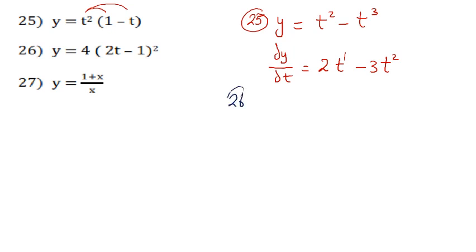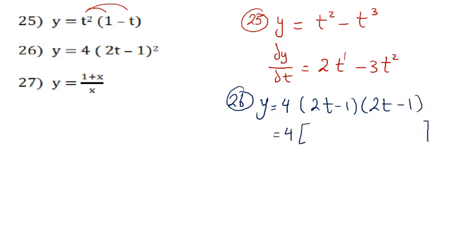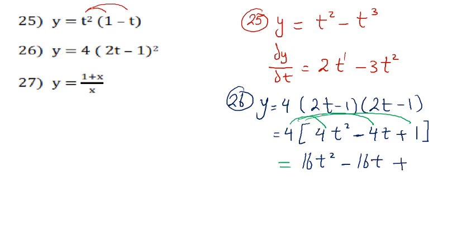26, y is equal to 4 times the bracket. First I need to expand the bracket 2t minus 1 to the power of 2. It means 2t minus 1 multiplied by 2t minus 1. So it's 4 times 4t squared minus 4t plus 1. Then you are going to expand. So it's going to be 4 by 4, 16t squared, minus 4 by 4, 16t, plus 4.